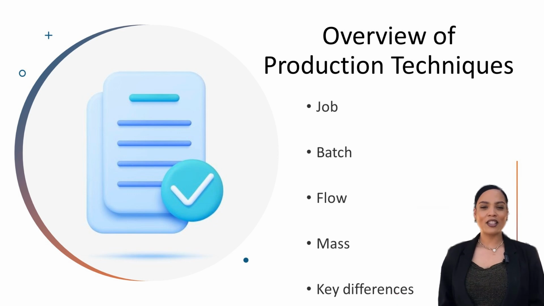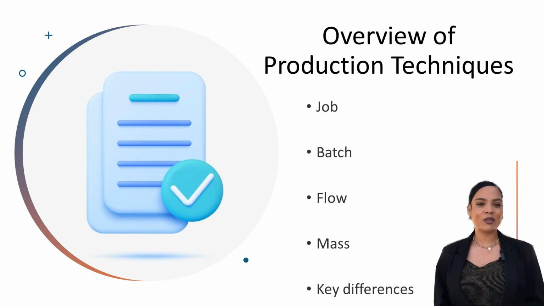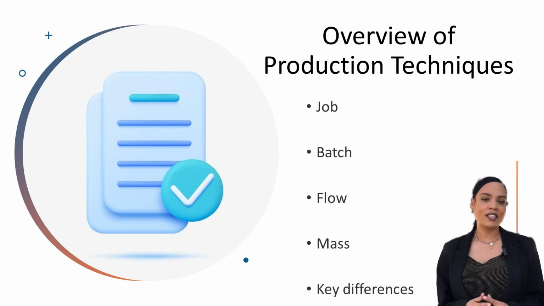There are 4 major techniques used in production environments. 1. Job. 2. Batch. 3. Flow and 4. Mass production. Each method has its own characteristics, advantages, and limitations. Activity. Ask learners to list which method they think their workplace uses.